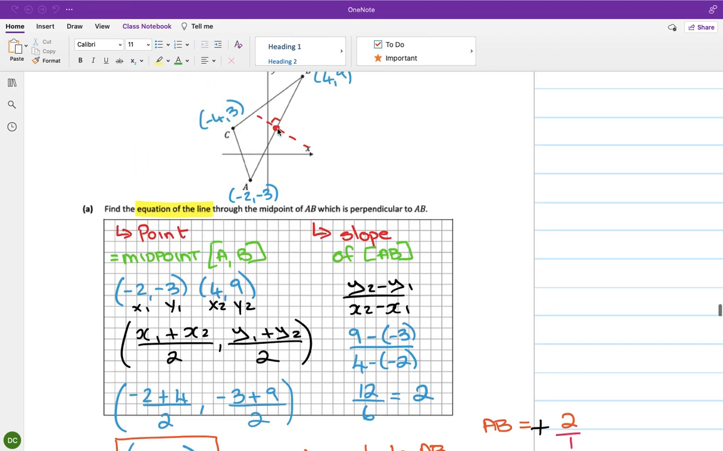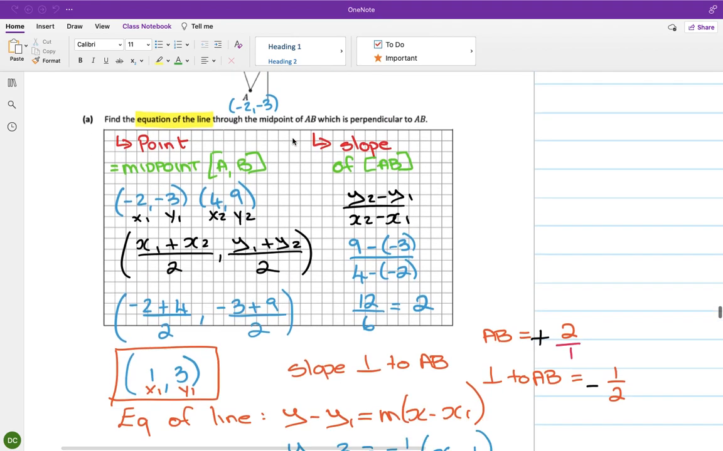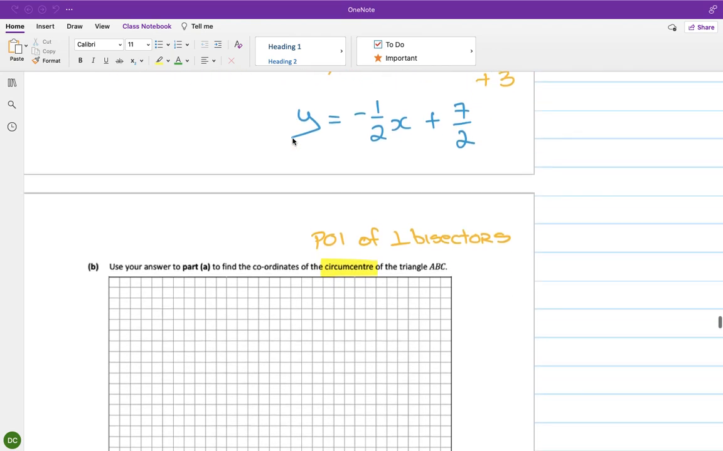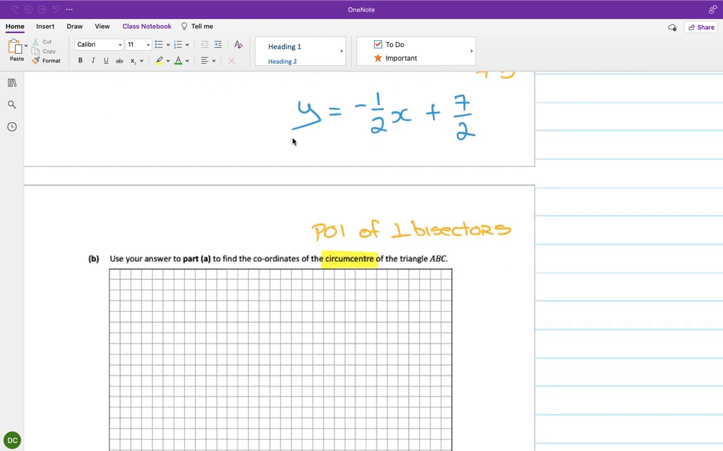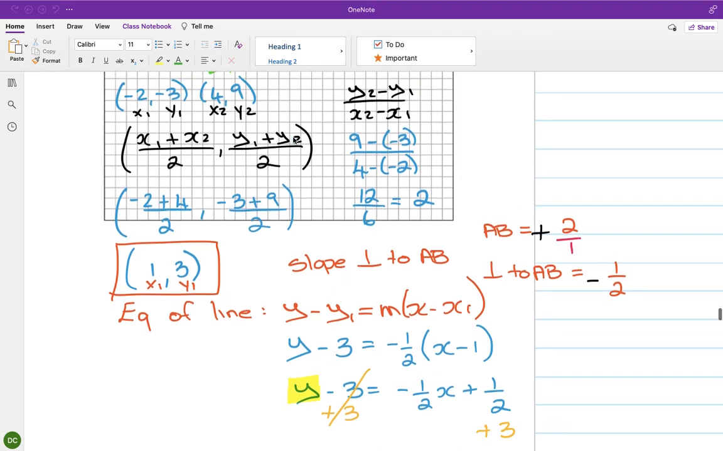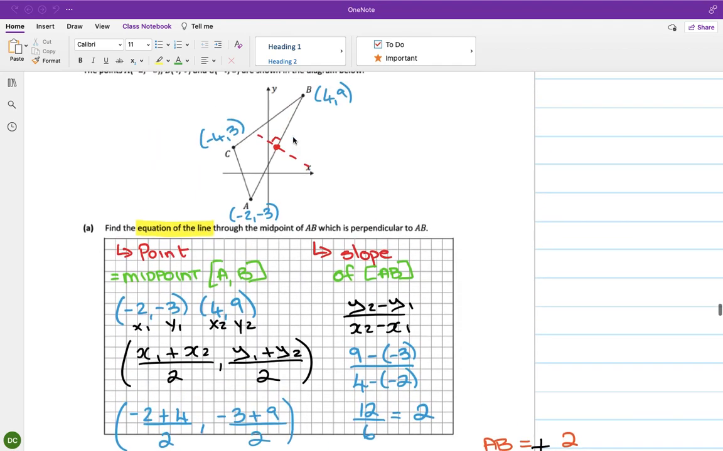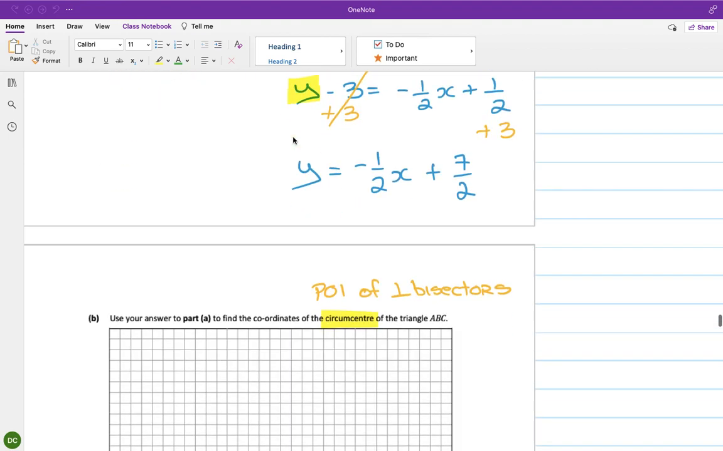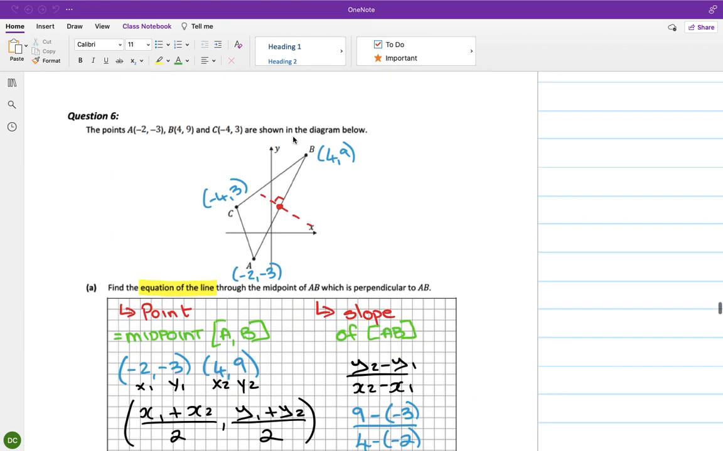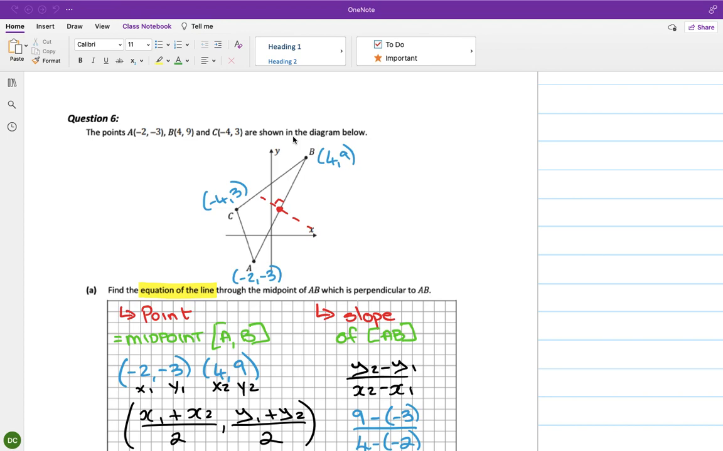So it's a bisector because it went through the midpoint and then it was perpendicular. So we calculated a perpendicular bisector. So essentially what I need to do is get another perpendicular bisector. And then I want to see where they intersect. So point of intersection is simultaneous equations. So it doesn't really matter, but I'm going to go with this one.